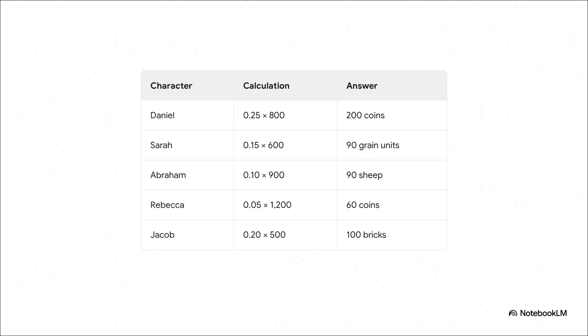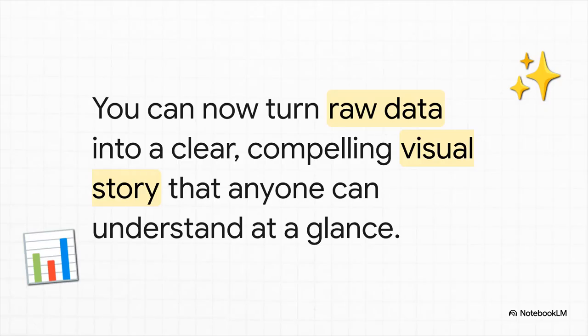We also threw in a couple others. Rebecca saved 60 coins, and Jacob used 100 bricks. It's the same simple math every single time. You just multiply the total amount by the percentage. So what's the big takeaway here? You now have the power to turn a list of raw, kind of boring data into a clear, visual story, one that anyone can look at and understand in just a few seconds. That's a pretty cool skill to have.